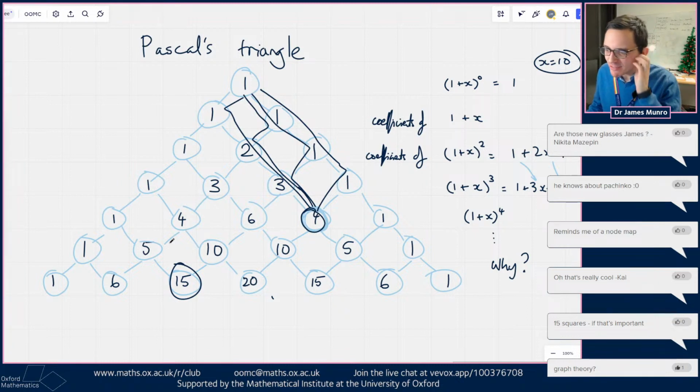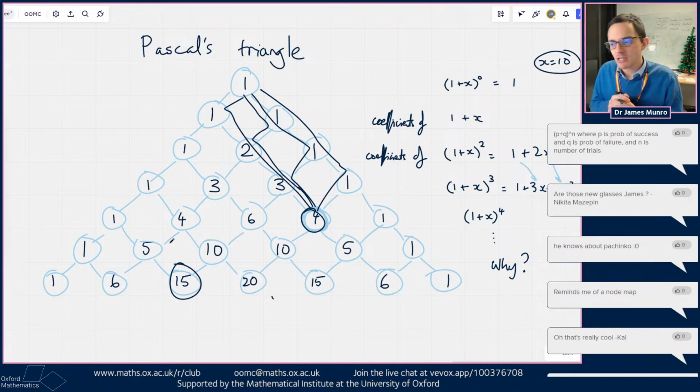There is some graph theory, I suppose, there, of the way that these things are linked together. But graph theory sometimes looks at lots of different graphs and tries to prove things about lots of different graphs. Pascal's triangle, it's got one graph associated with it, I suppose.